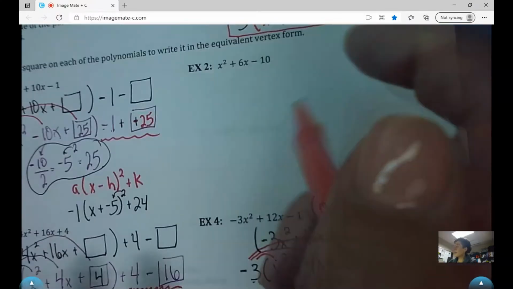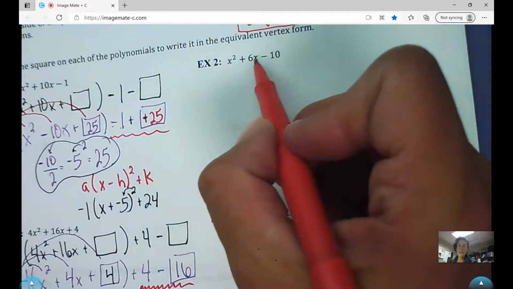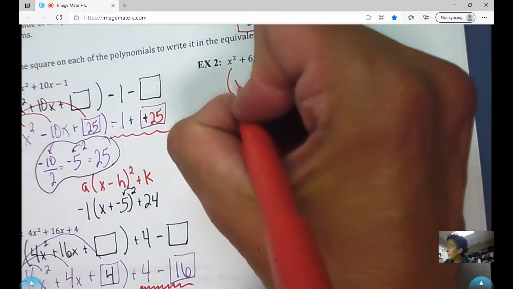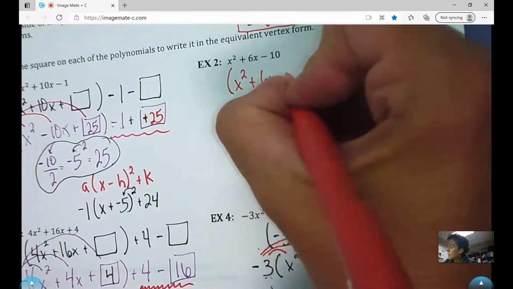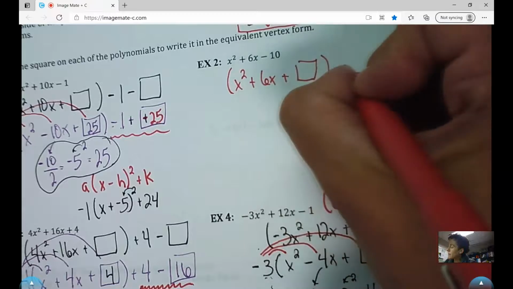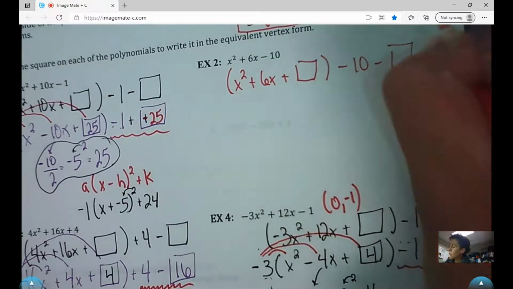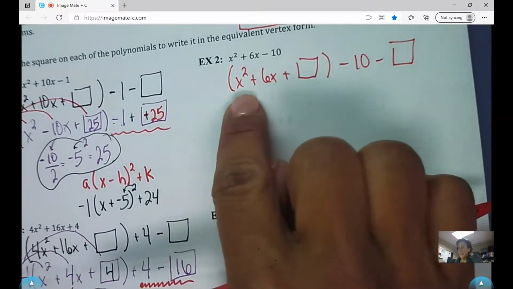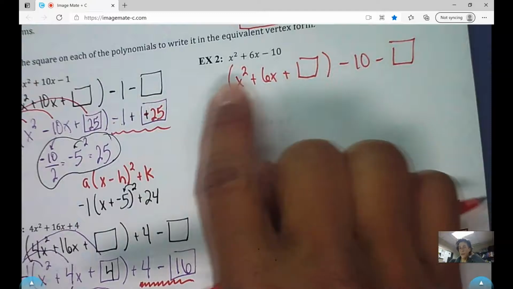So last one. All right, last one, x squared plus 6x minus 10. Group those x's together. Add my square. And then subtract my square. Now this one's great because it is x squared. So I like x squared. We don't have to take anything out.